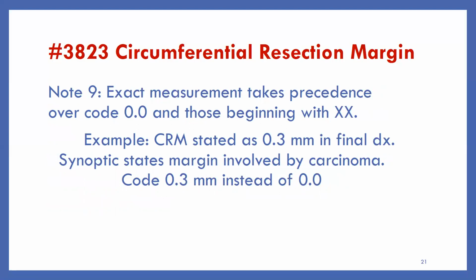And note 9, if you have an exact measurement of this margin, it does take precedence over 0.0 and those beginning with the XX codes. So what this means is if your CRM is stated as 0.3 millimeters in the final diagnosis, and the synoptic states the margins were involved by carcinoma, they want you to code 0.3 millimeter instead of coding 0.0.